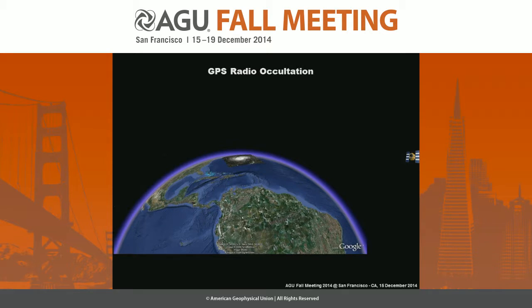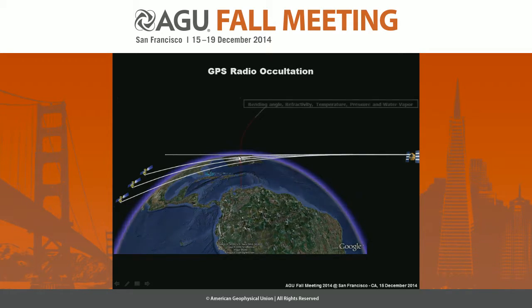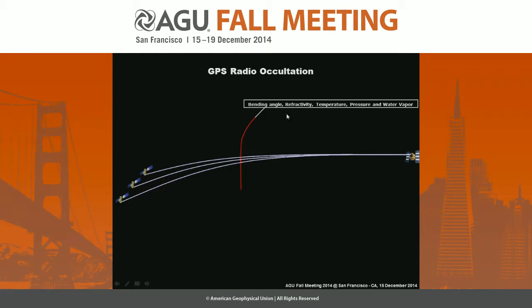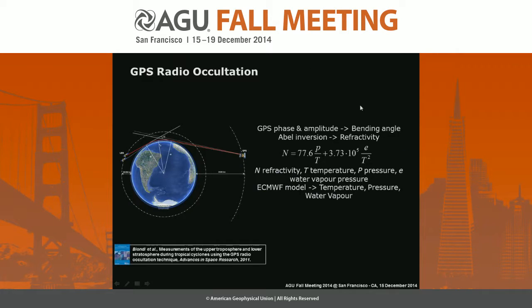There is a GPS satellite sending a signal. When the signal crosses the atmosphere, it is bent and received by another satellite, which is a LEO satellite. By measuring this bending, we can also measure the atmospheric parameters. The first product coming from the GPS is the bending angle, which can be transformed into the refractivity and then temperature, pressure, and water vapor.